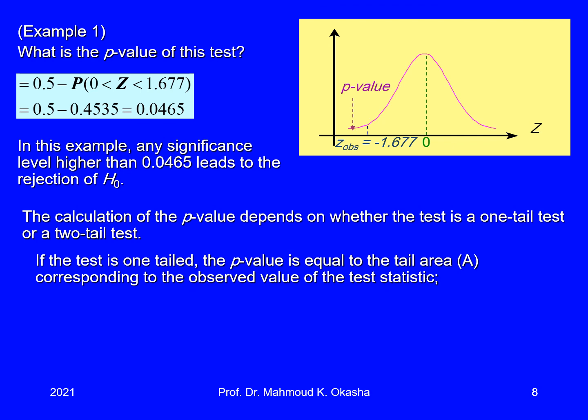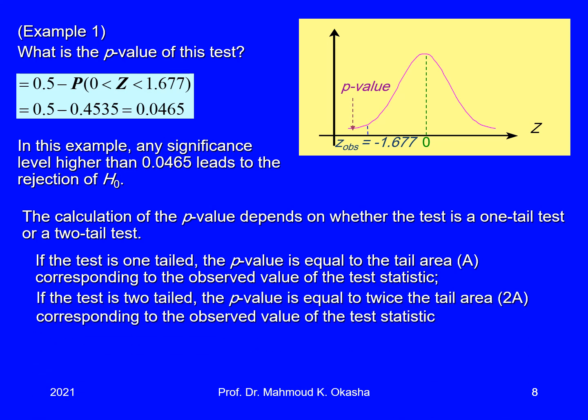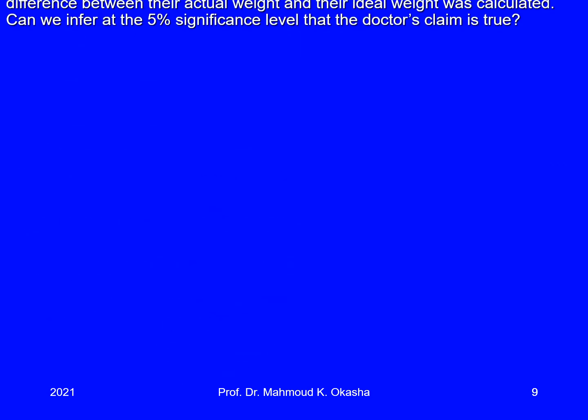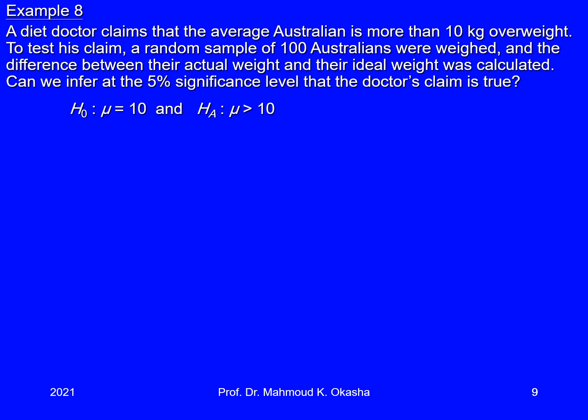If the test is one-tail, the p-value is equal to the tail area corresponding to the observed value of the test statistic. If it is a two-tailed test, the p-value equals twice the tail area corresponding to the observed value of the test statistic. So in each case, we reject the null if the p-value is smaller than the significance level alpha. Right? Now, another example using Microsoft Excel.